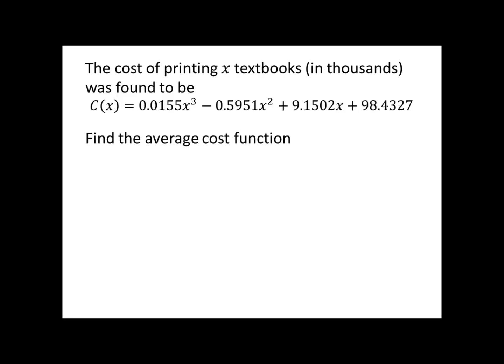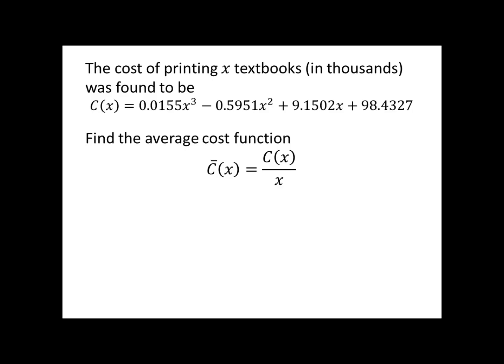Let's take a look at our example now, an application, and this has to do with average cost. So it says here that the cost of printing x textbooks in thousands, so we're talking about printing thousands of textbooks, can be found with this function. They want us to find the average cost function. So whenever you're given a cost function, like we are here, to find our average cost function, we take that polynomial and we put it over x. So we are creating our rational function here.